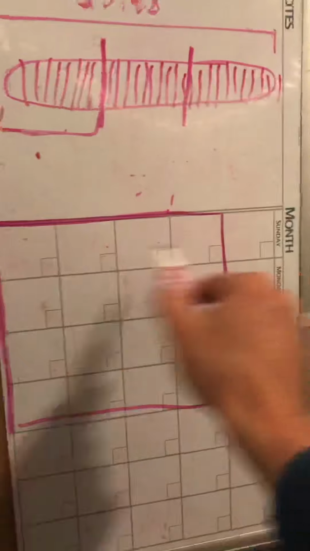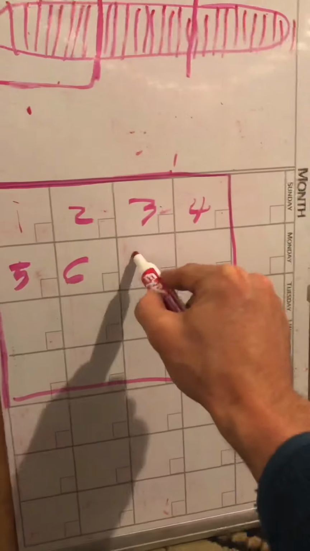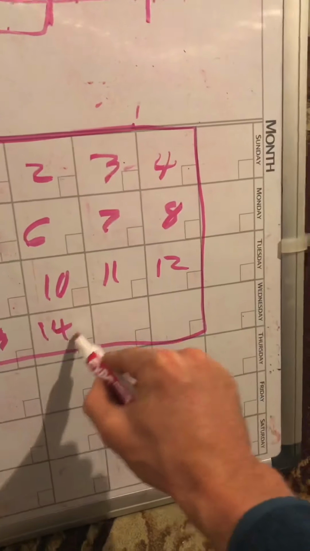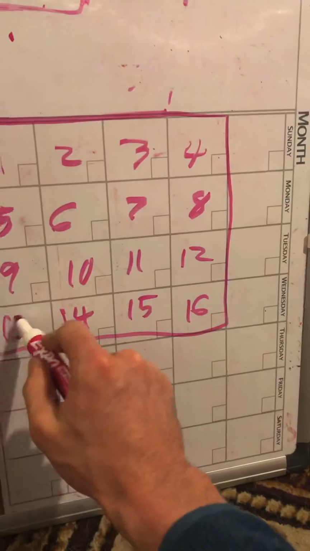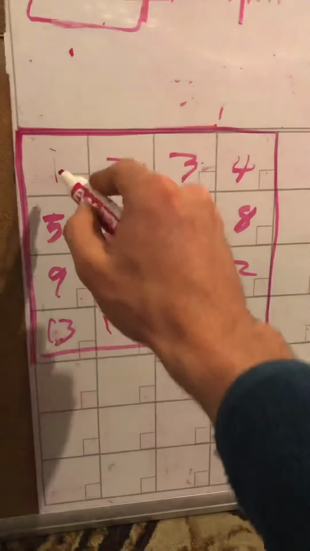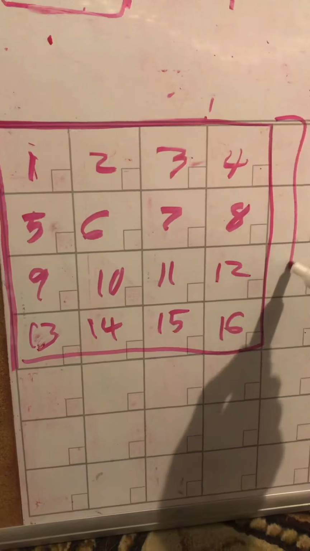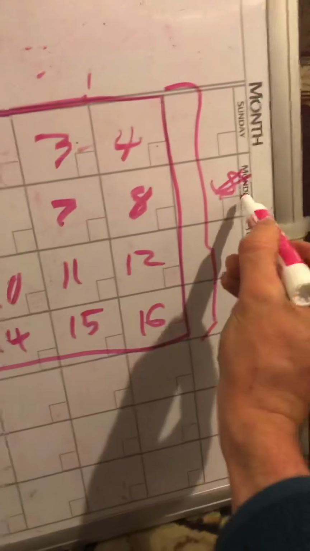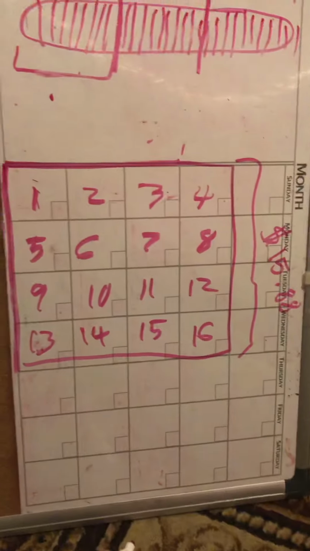So 4 by 4 is 16, so we've got 1, 2, 3, 4, 5, 6, 7, 8, 9, 10, 11, 12, 13, 14, 15, 16. Let's fix that there. So if we imagine that this is one big bag of cheese, and this whole bag costs $15.88.